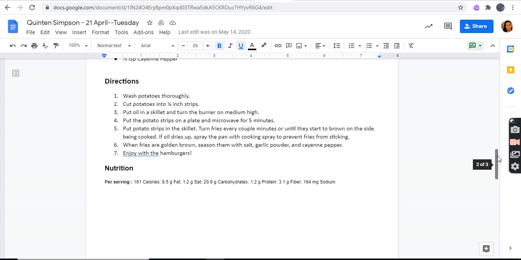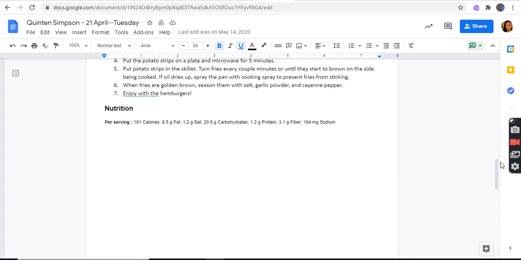Put potato strips in a skillet. Turn fries every couple minutes until they brown on the side being cooked. If the oil dries up, spray the pan with cooking spray to prevent fries from sticking. When fries are golden brown, season them with salt, garlic powder, and cayenne pepper. Enjoy with the hamburgers. Nutrition per serving: 161 calories, 8.5 fat, 1.2 sat, 20.9 carbohydrates, 1.2 protein, 3.1 fiber, 164 sodium.